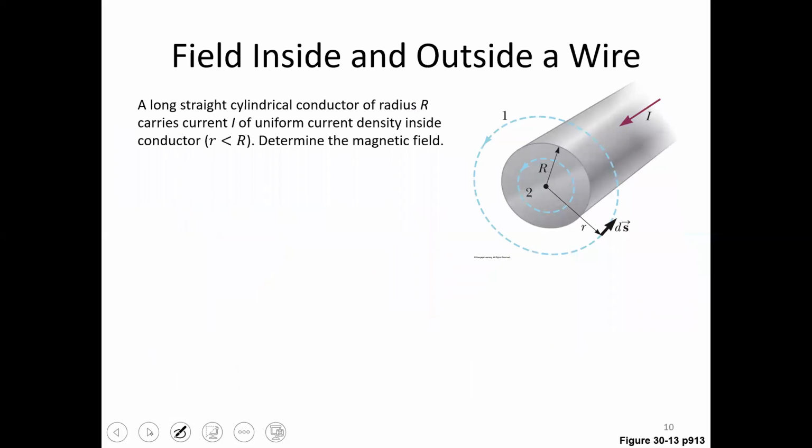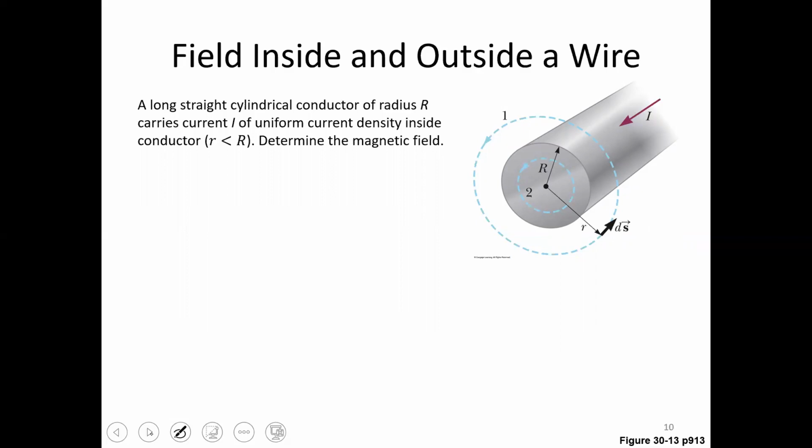So let's do an example where we would use Ampere's law. We're going to look at the field inside and outside of a wire. So we've got a long, straight, cylindrical conductor that's got a radius, capital R. It carries a current that we'll call capital I of uniform current density inside the conductor. We want to determine the magnetic field, both inside and outside this conductor.